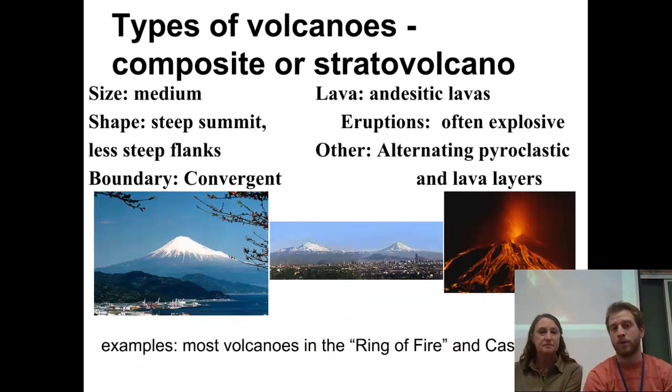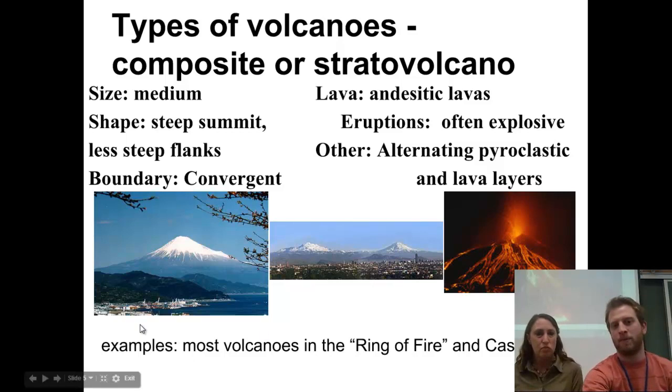It's a lot smaller. So we're doing composite or stratovolcanoes. These are our picturesque volcanoes. They look like volcanoes. They've got these really steep summits, but then the flanks, the sides, are tapered off a little bit. You can see that beautifully in Mount Fuji. It's got this really steep summit, and then it's kind of gradual off onto the side.